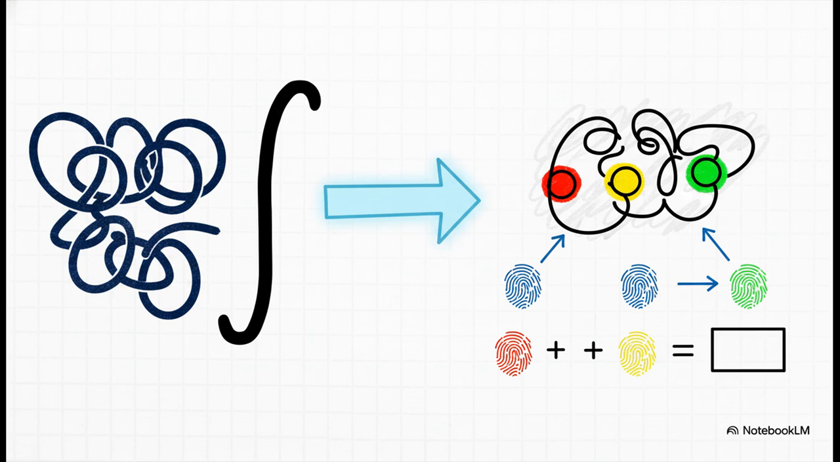It transforms a mind-bending calculus problem into basic arithmetic. Seriously. All you have to do is find the trouble spots inside your path, calculate their little fingerprint, their residue, and just add them up. It is an unbelievably elegant shortcut that cracks problems that used to be nearly impossible.